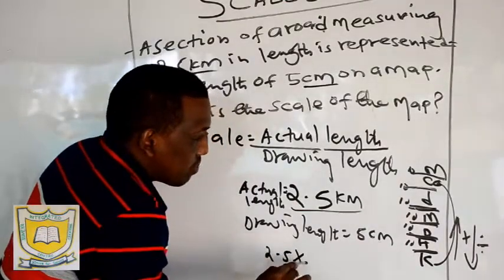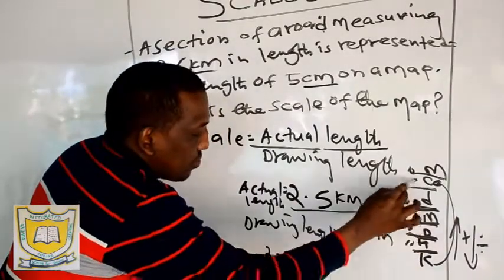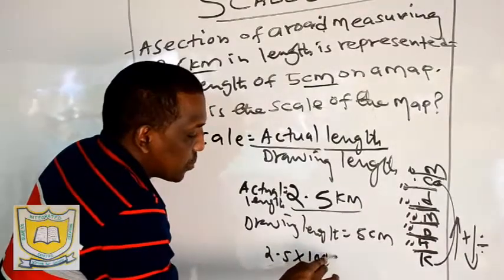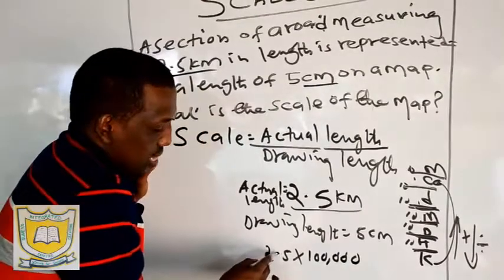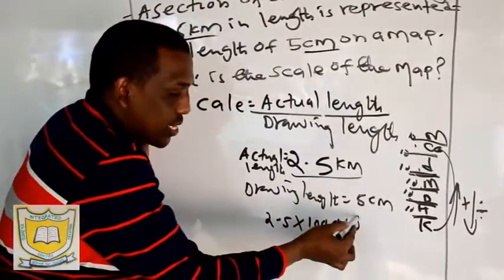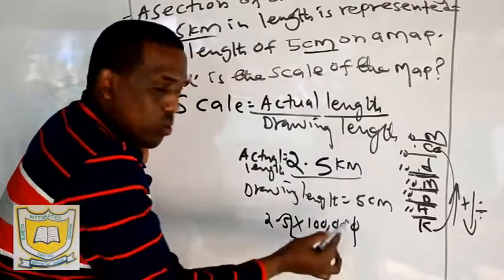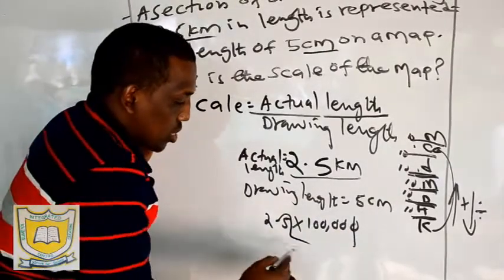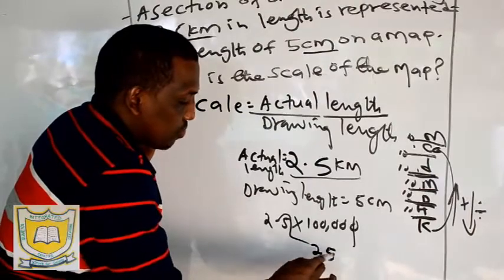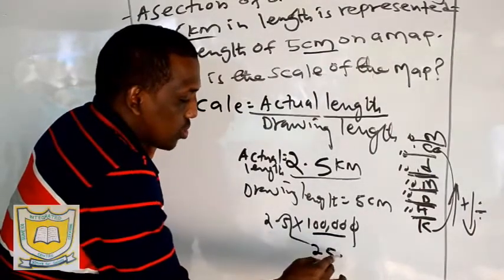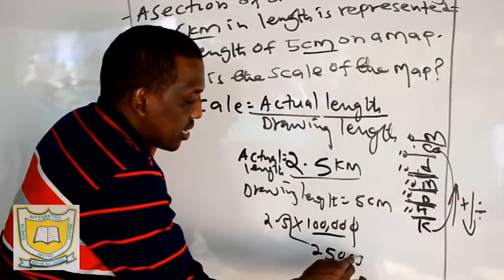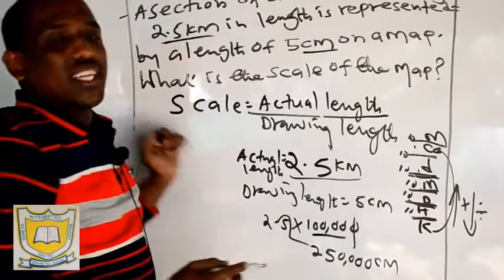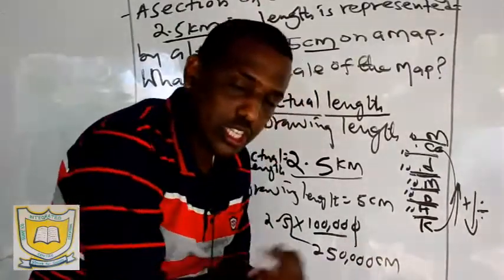So 2.5 multiplied by 100,000. Here there is a point. What do we do when we multiply? We remove one zero and do away with the point. So we remain with 25 times 10,000. It will become 250,000 centimeters. That is now our actual length, changed into centimeters.